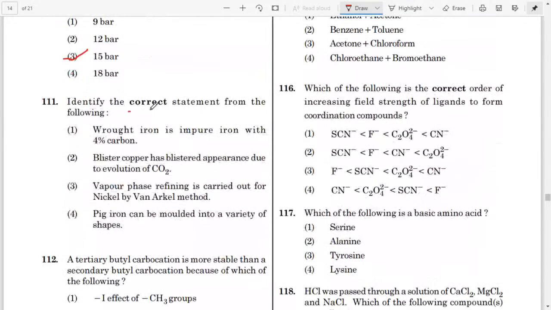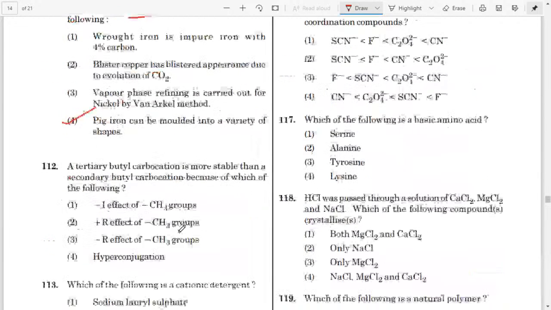Identify the correct statement from the following. Pig iron can be molded into a variety of shapes. So the option number 4 is correct option, students.